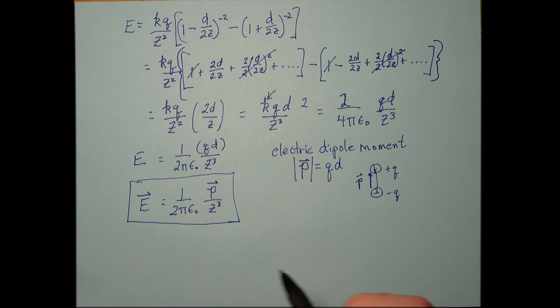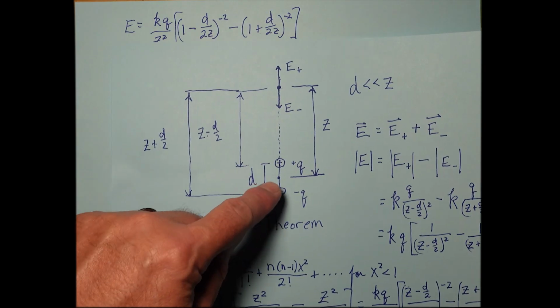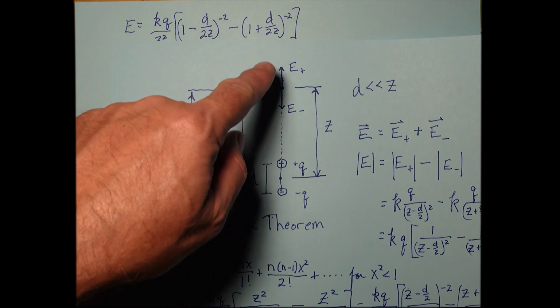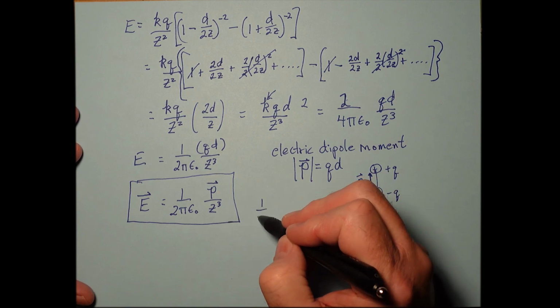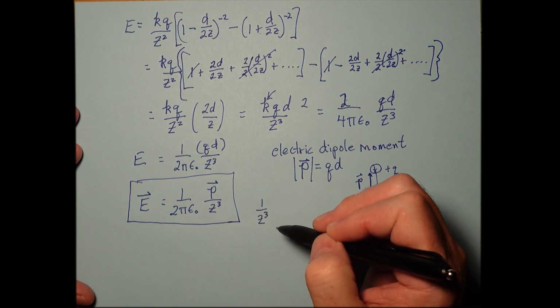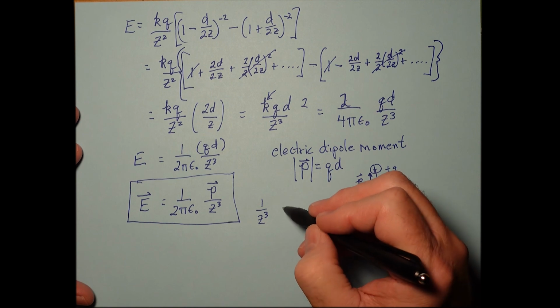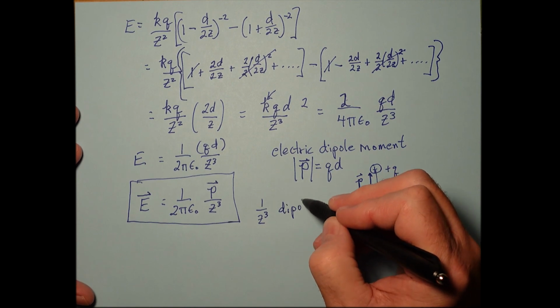So there is the electric field due to a dipole along, and this only works in our special case here, along this dipolar axis. Okay, so there are a couple of things I want you to notice here. First of all, notice that this is a 1 over Z cubed relationship, and this is for a dipole.